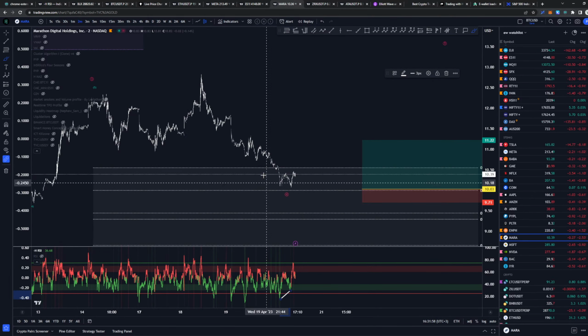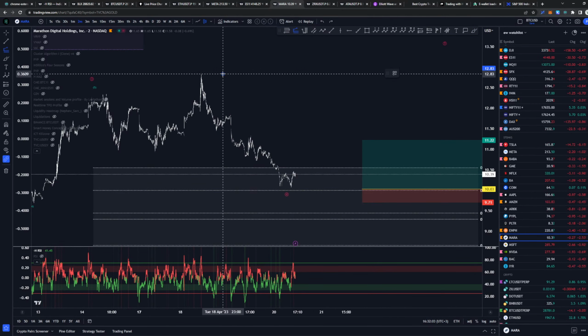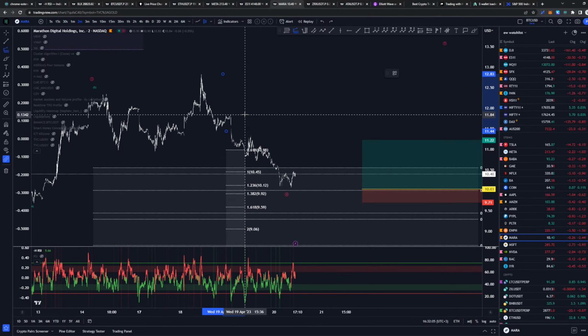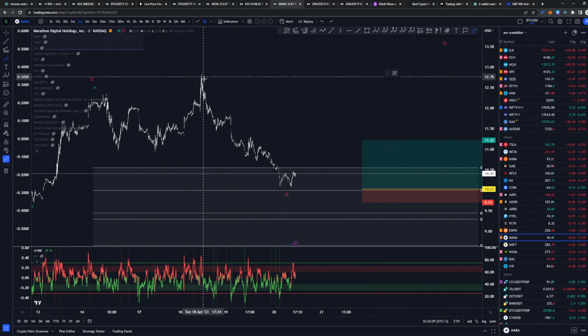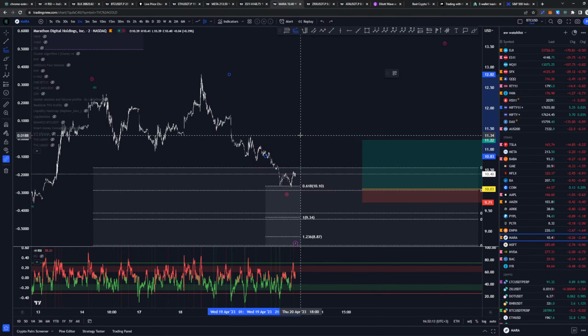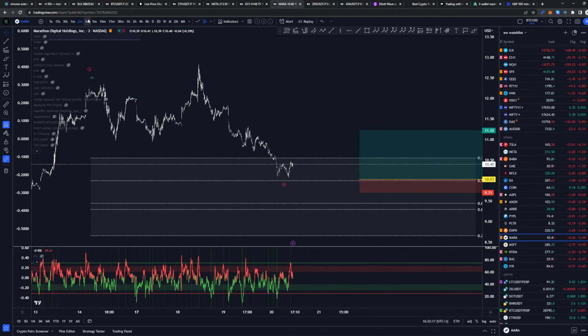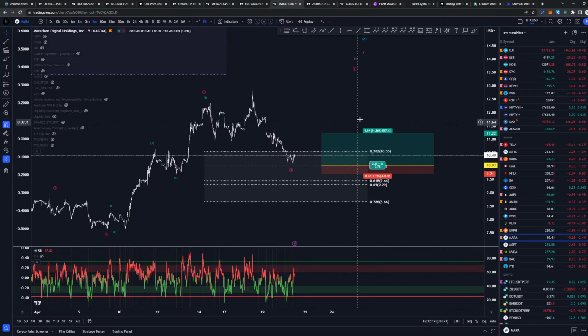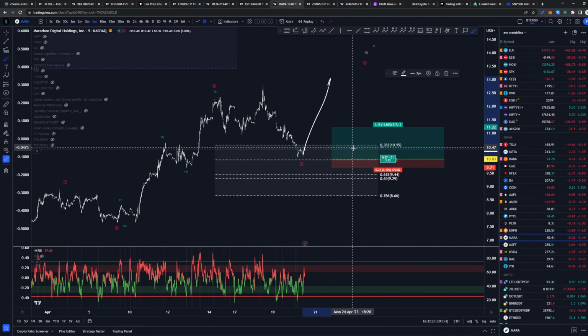We have a divergence here as well. 1, 2, 3, 4, 5 extended. Oof. Really ugly. What does the extension say here? Minimum extension, just barely 0.618. But there is a chance for this one.